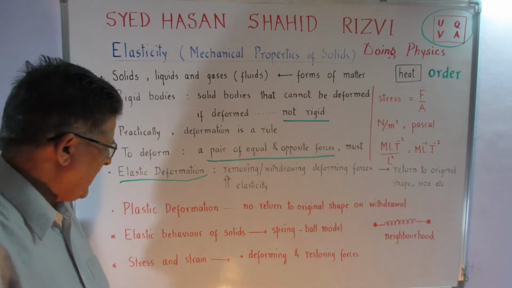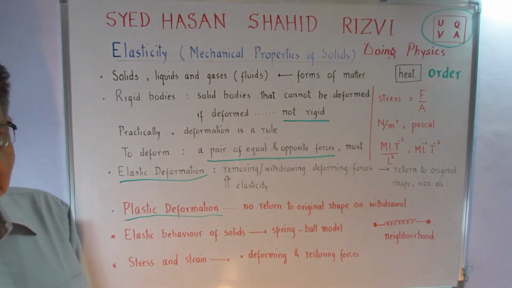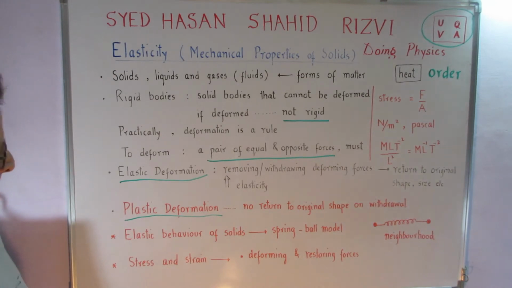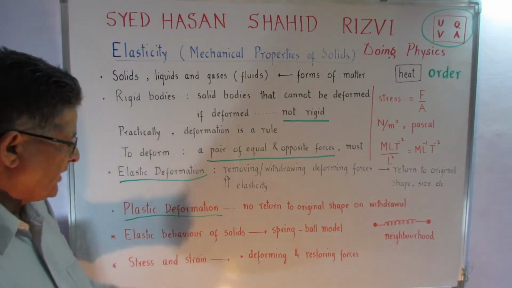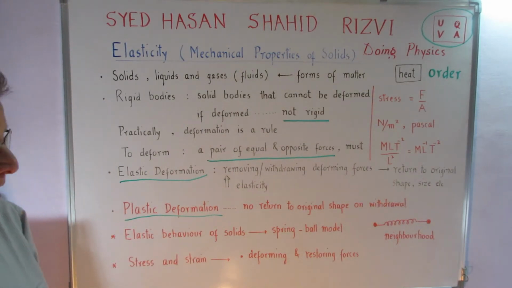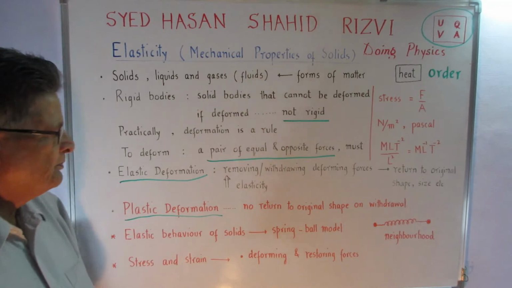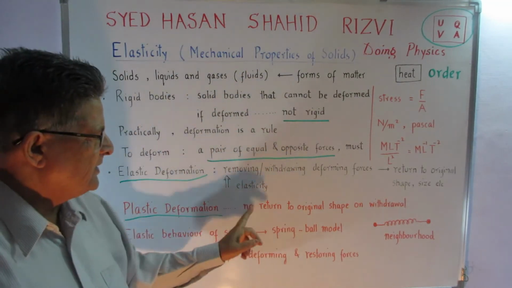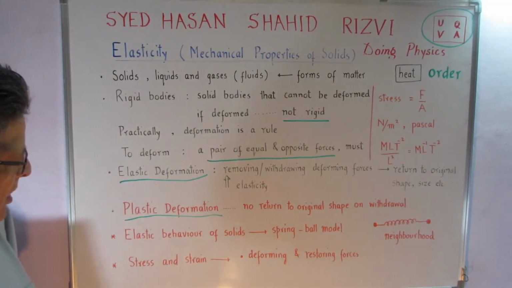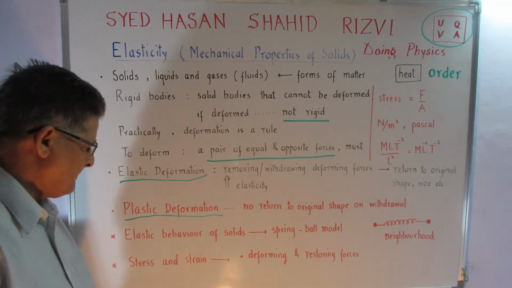Now, there is another kind of deformation, and that is called plastic deformation. In plastic deformation, once the deformation takes place and we withdraw or remove the forces that have deformed the body into a new shape, there is no return to the original shape. Such bodies are called plastic bodies, and the deformation is called plastic deformation.